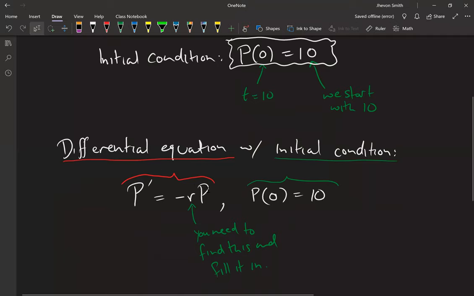So the only time you'd plug in anything for P is in a specific situation, if they asked you something like, what is the rate of growth when there's 10 grams remaining? Then you plug in P equals 10 and the R, and then you'd say, oh, the rate of growth is this. But for the differential equation, the P's are left as variables. The R is the only thing you need to fill in.